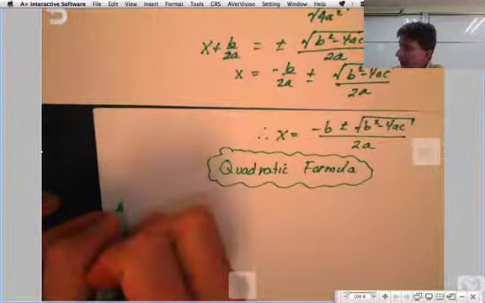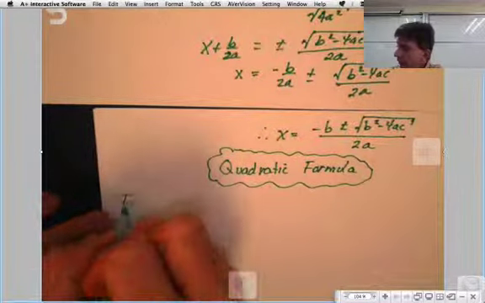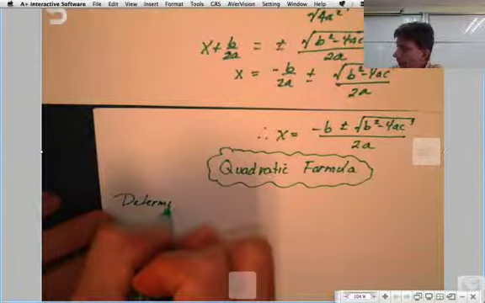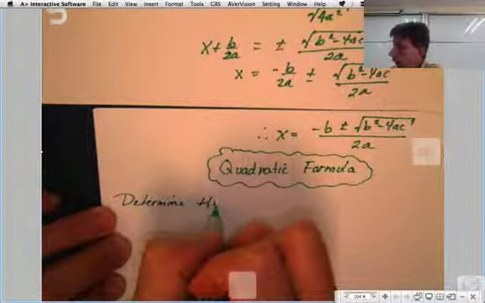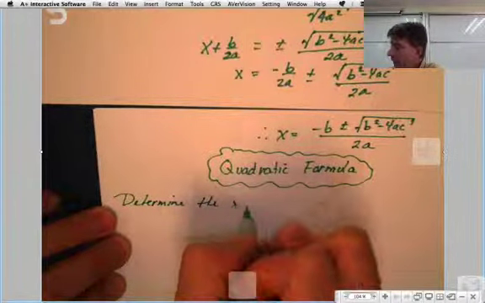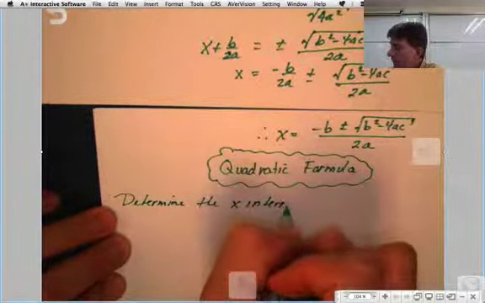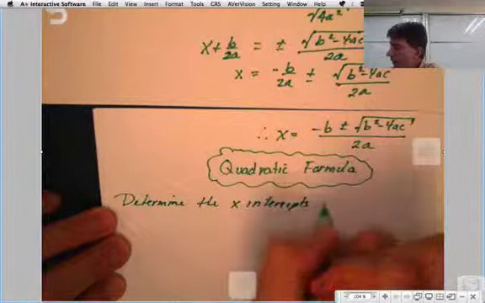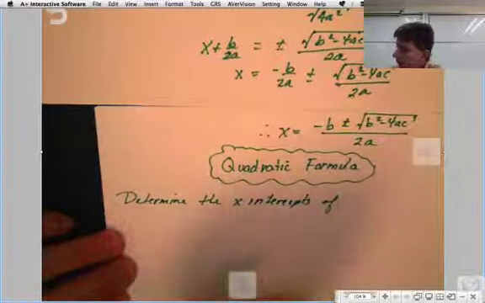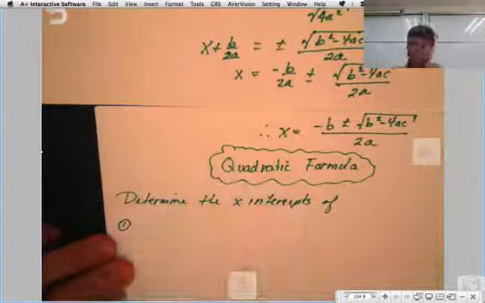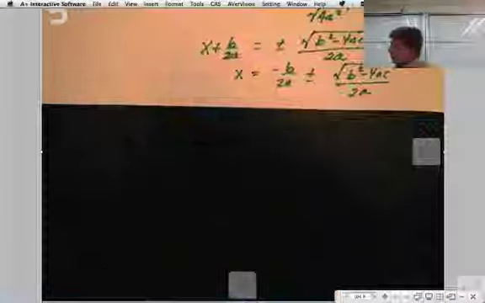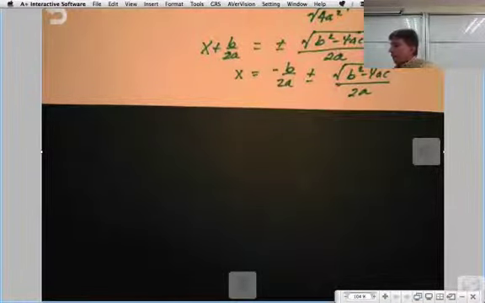Let's say that, for example, you wanted to determine the coordinates of the x-intercepts of, I've got two examples here.